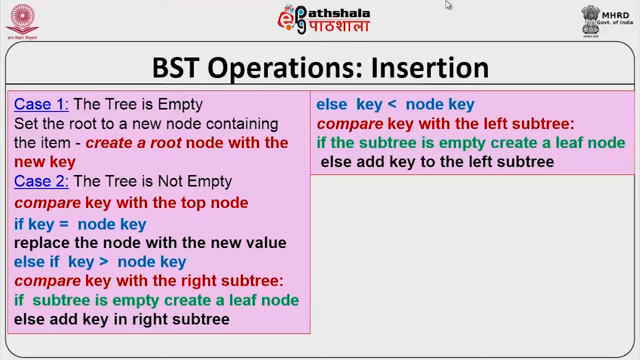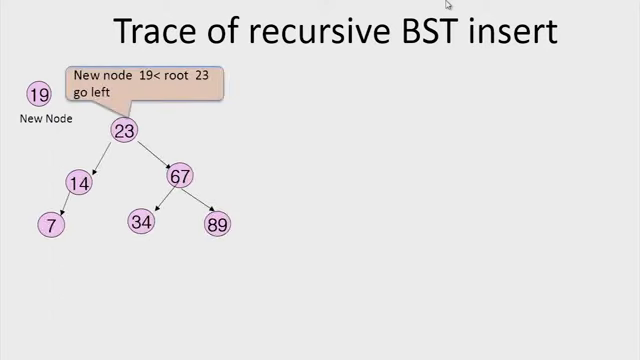So, this is the basic operations of insertion. Now, let us trace this. So, first we have a new node 19, that is if the tree is empty. Now, a new node we are getting, we want to insert 19.